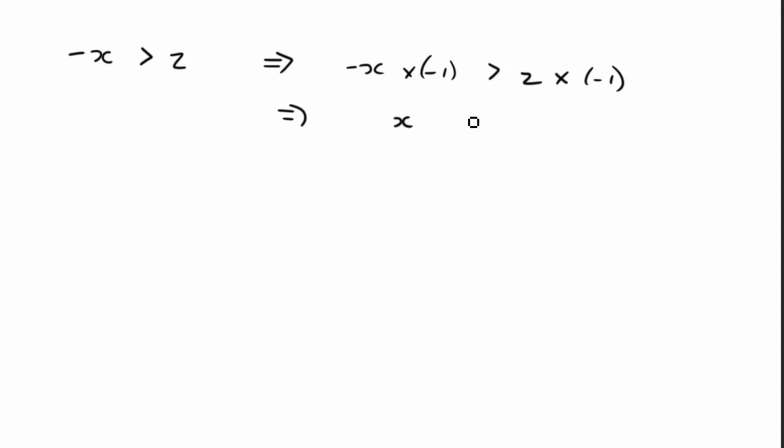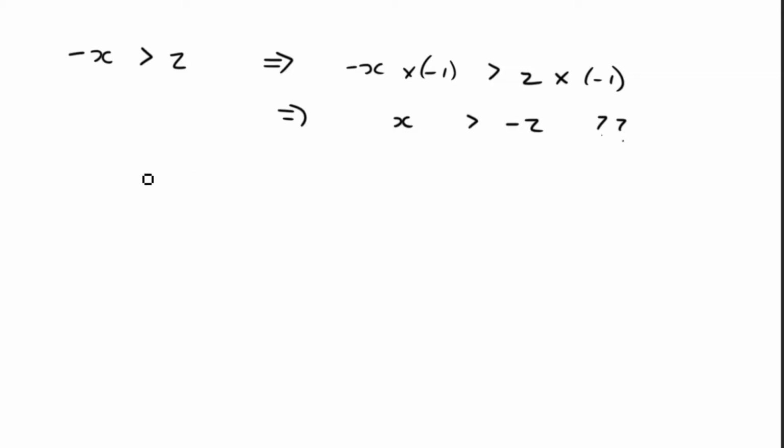Well, suppose we started with this situation. Suppose we had to solve negative x is greater than 2. Could we just do this by multiplying both sides by negative 1? That would give us that x is greater than negative 2. Now, can we do that?